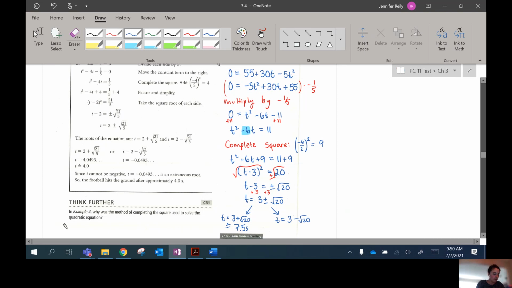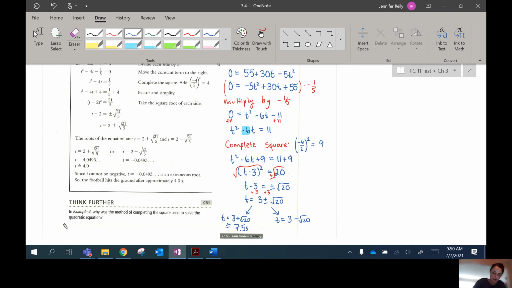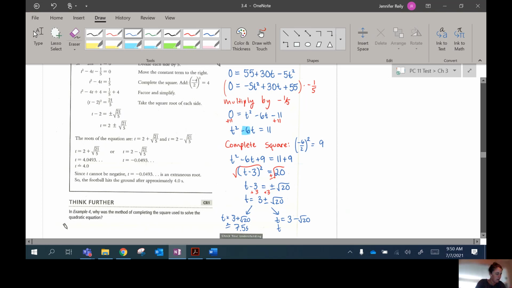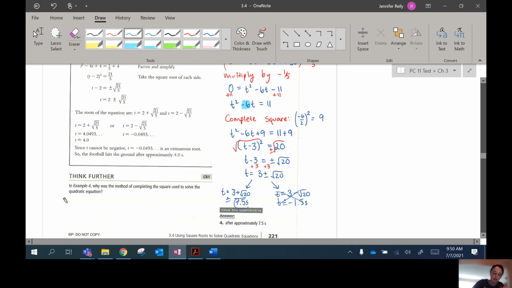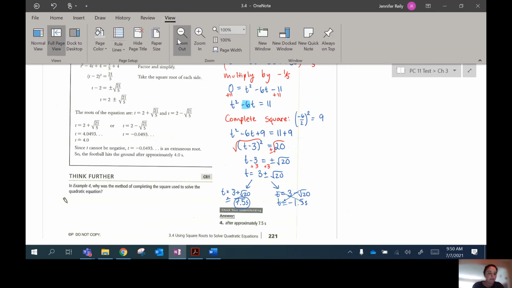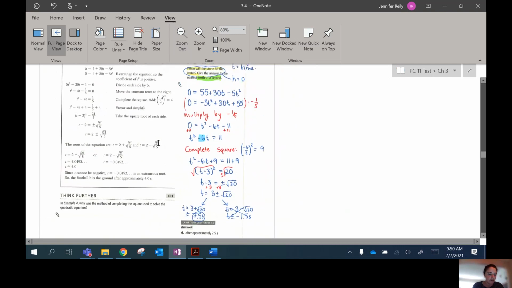And 3 minus root 20, I'm just using my calculator, is about -1.5 seconds. Now, obviously, you can't have negative time in this scenario. So this one is going to be the only appropriate solution here. So approximately 7.5 seconds after you throw this stone, it's going to hit the water. And there we go. That's the end of the lesson.